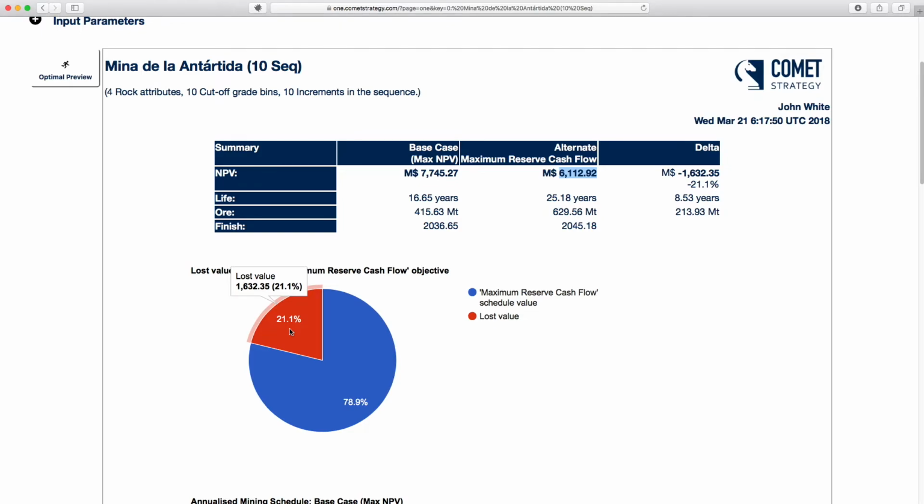This means that you can't just use any objective. You need to go for the objective that's going to give you the most value back for your shareholders. And the best metric we have of this is the net present value.